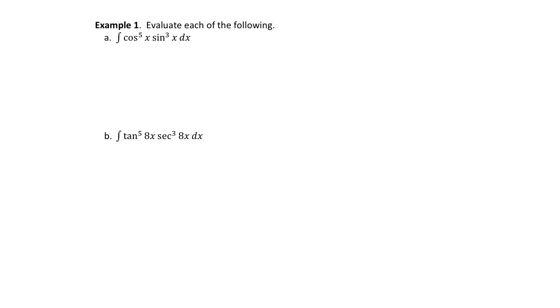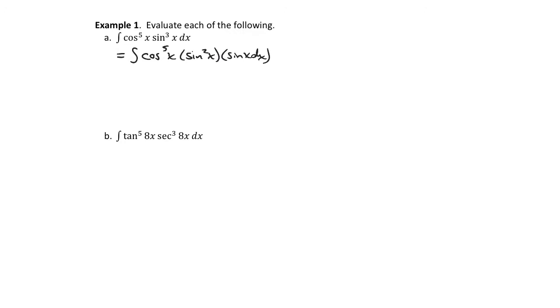All right, so let's look at our first one. I have the cosine to the 5th of x times the sine cubed of x. I recognize that the derivative of the cosine of x is negative sine of x. So what I'm going to do is take one factor of those three factors of the sine and just pair it up there with the dx. Don't worry about the fact that the negative is missing.